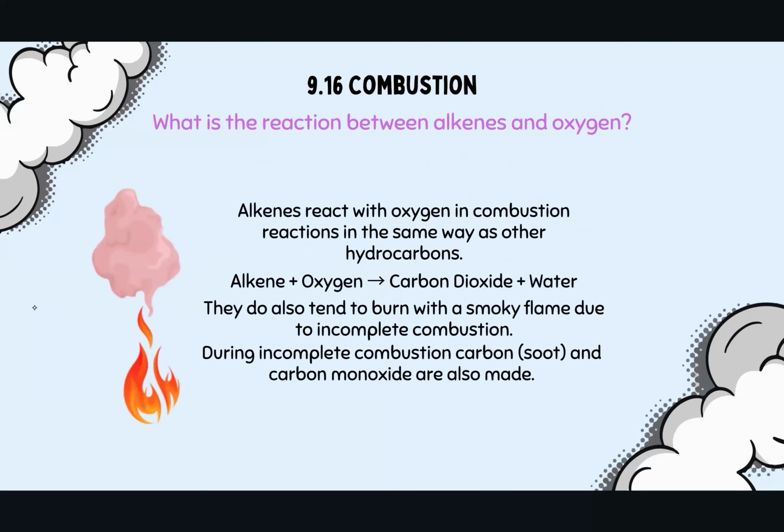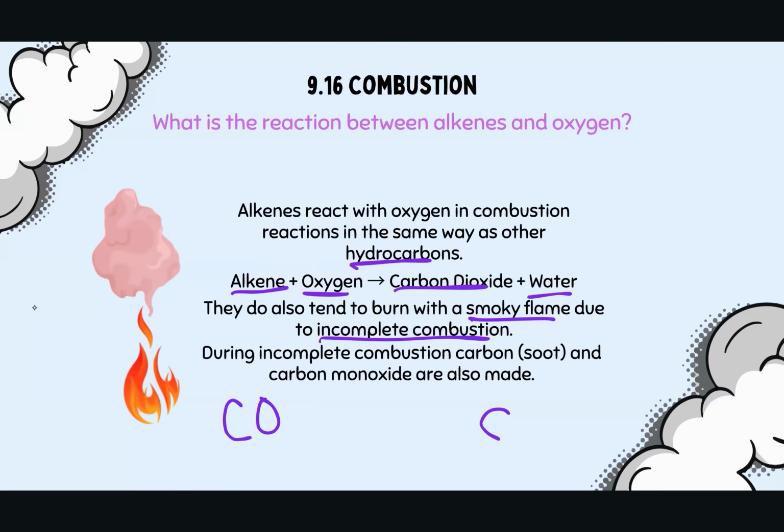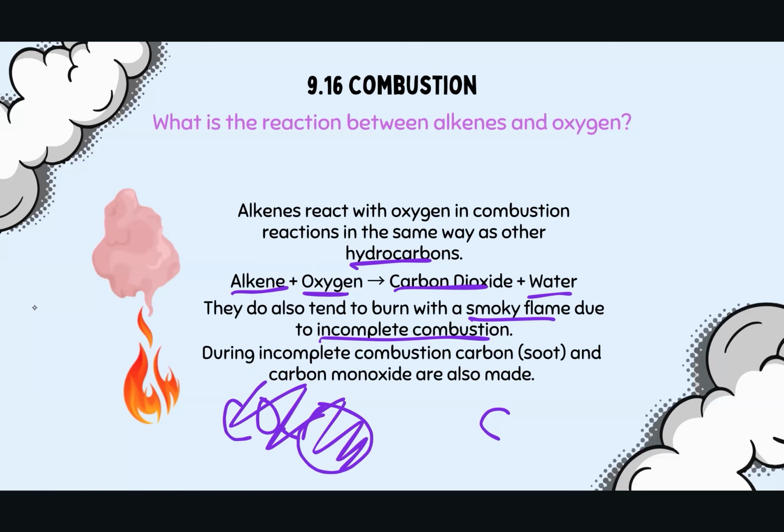Now, alkenes react with oxygen in combustion reactions in the same way as other hydrocarbons. So alkenes will react with oxygen to make carbon dioxide and water, but they tend to burn with a smoky flame because alkenes are more likely to have incomplete combustion. So they can end up making carbon monoxide and just carbon, which is soot. And as we already know, carbon monoxide attaches irreversibly to the red blood cells, and then the body has to destroy the red blood cell. And the carbon can cause respiratory issues and global dimming.